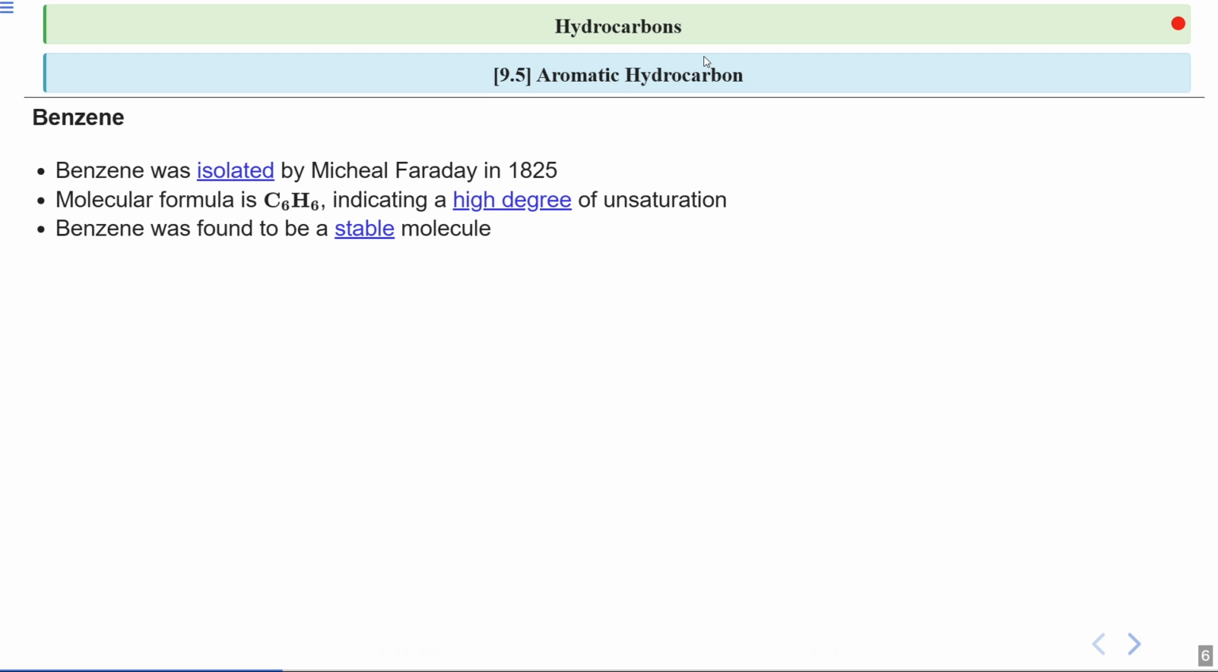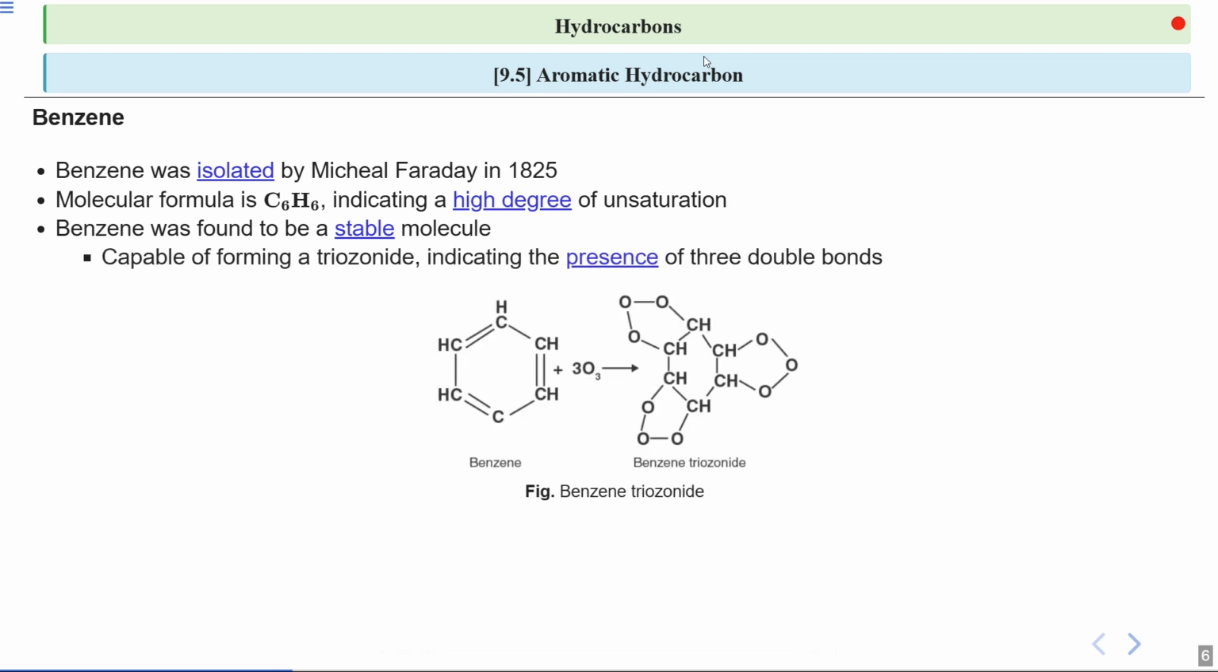Now, let us discuss benzene's stability. Despite being highly unsaturated, benzene is unusually stable compared to other unsaturated hydrocarbons or hydrocarbons with double or triple bonds. This stability is a key feature of aromatic compounds and sets benzene apart from alkenes, which are generally more reactive.